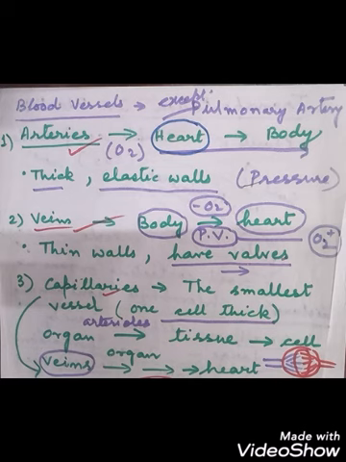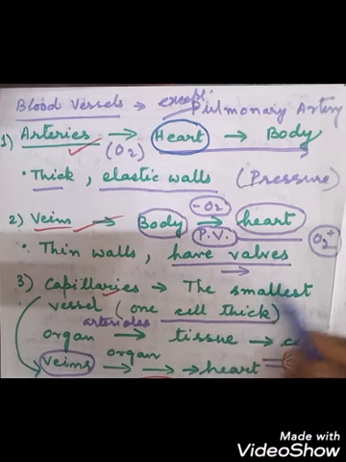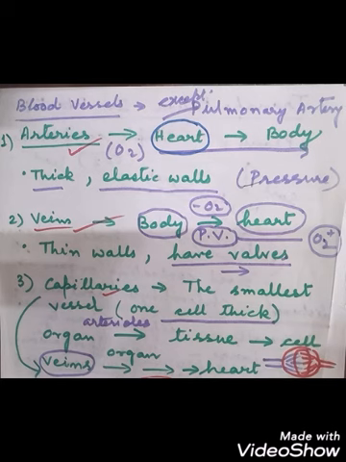Now the characteristic features of veins, just opposite to those of the arteries, are that they have thin walls and they have valves. Now you already have some knowledge about valves. So valves are those structures that will allow the blood to flow in only one direction. Since the pressure of the blood in the veins is very low because it is coming from the body parts, they need valves to prevent the backflow of the blood.